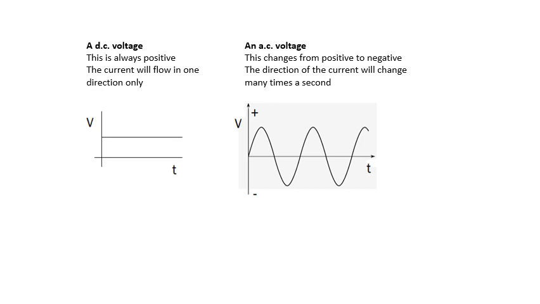Now, an AC voltage will change from positive to negative many times a second. So if you look at this graph, the voltage is positive, then it's negative, then it's positive, then it's negative. It's an AC voltage. And because of that, if there is a current, then the current will go backwards and forwards. The direction of the current will change many times a second as well. So DC voltage, the current always flows one way. AC voltage, the current goes backwards and forwards. Inside the wire, the free electrons, it's almost like they just vibrate because of this.